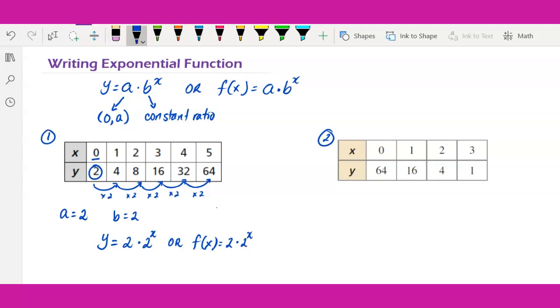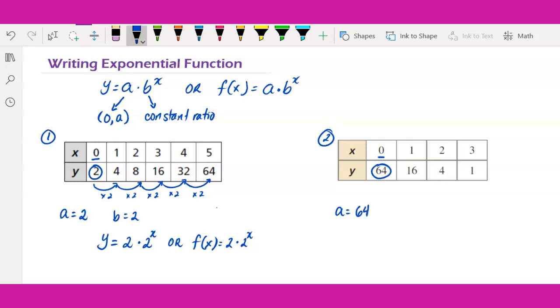Number 2. Okay, number 2. We have x equal to 0, 1, 2, 3. Y is 64, 16, 4, 1. So, okay, easiest thing, what is a equal to? Well, when x is equal to 0, a is equal to the y value. So it's going to be a is equal to 64. So we know that already.